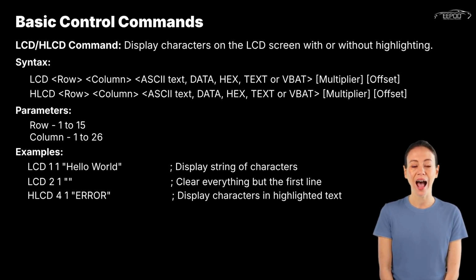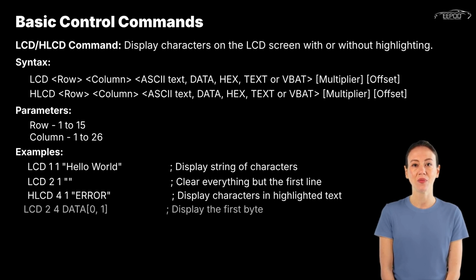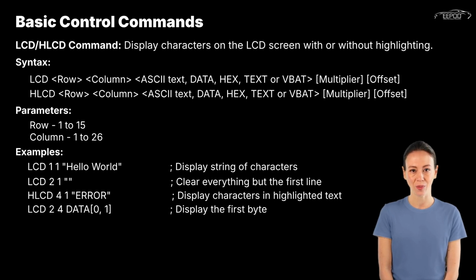For example, after reading data, LCD row 2 column 4, data 01. Here, data 01 means display 1 byte starting at index 0 of the last response buffer. You could also show hex, text, and float values, depending on what you want to display.